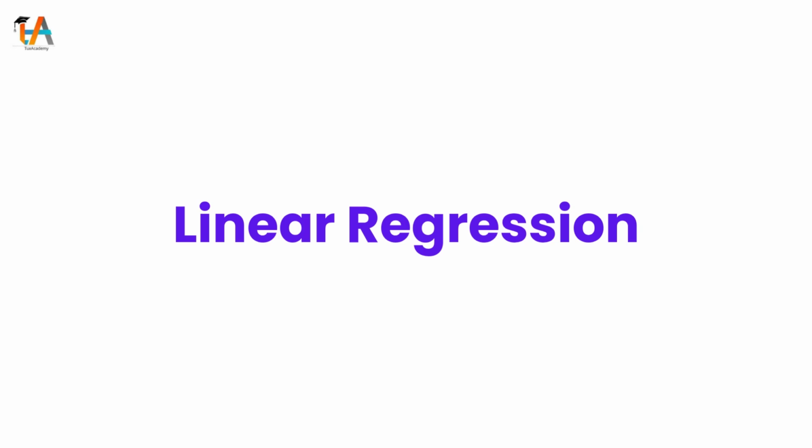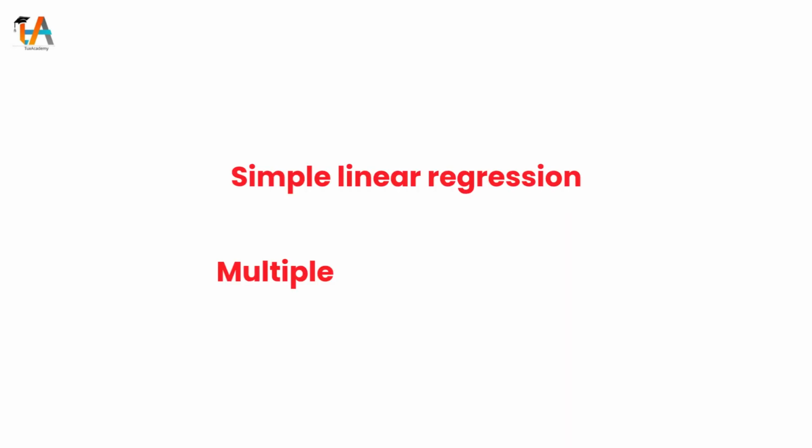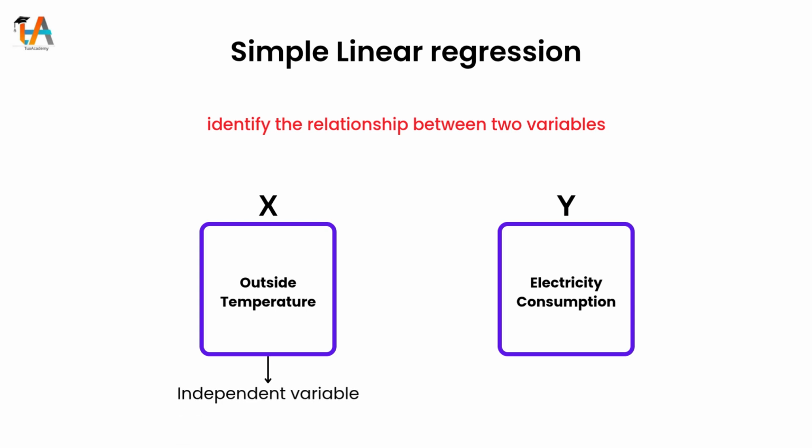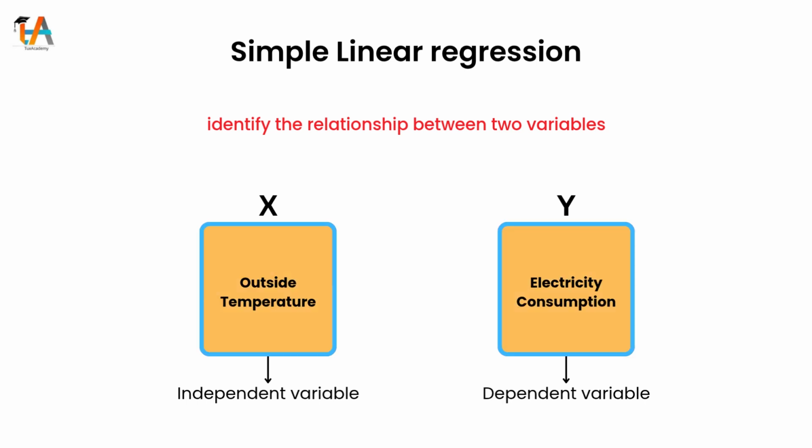Linear regression model has two forms: simple linear regression and multiple linear regression. Simple linear regression is used to model or identify the relationship between two variables, x and y. X could be, suppose, outside temperature, and y could be electricity consumption, where x is the independent variable and y is the dependent variable. We can use simple linear regression to identify the influence of an increase in outside temperature on electricity consumption.